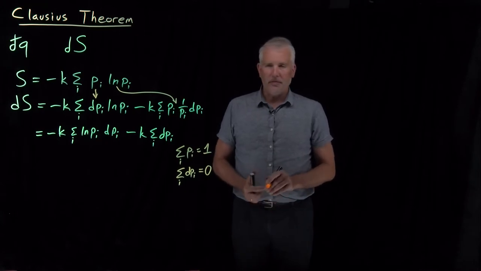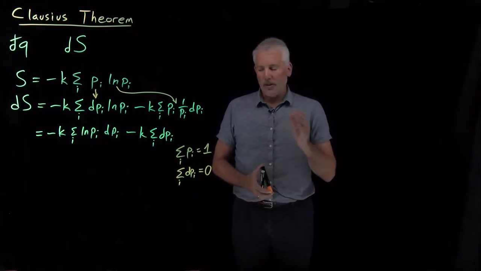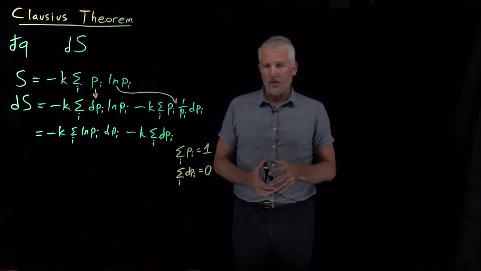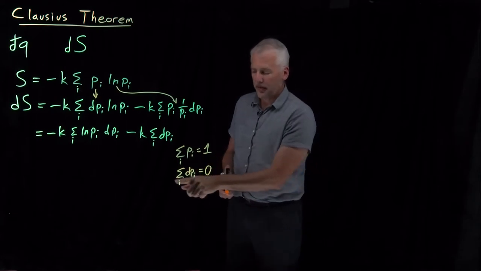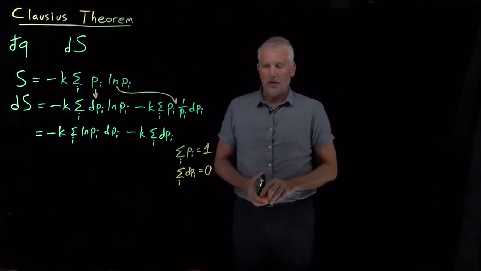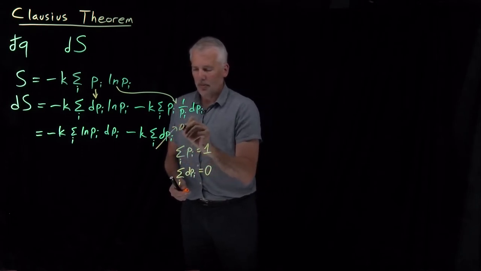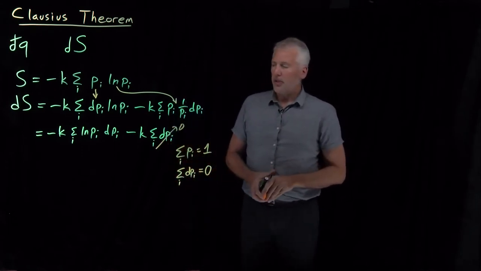Essentially what that means is if I change the system in some way, if I increase the number of molecules in state 1, that has to come with a decrease in molecules from state 2 or state 3 or some combination of other states. So the sum of all the changes has to add up to 0. So the sum of these dp's is equal to 0, and this whole term doesn't matter. We don't have to include it because it's 0.